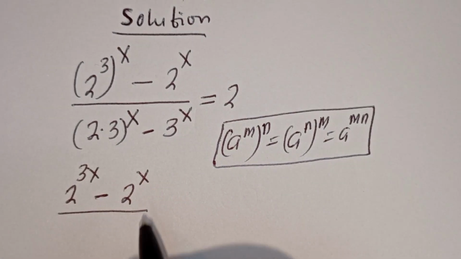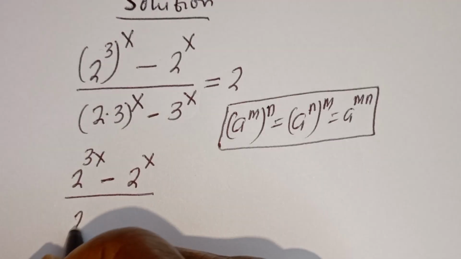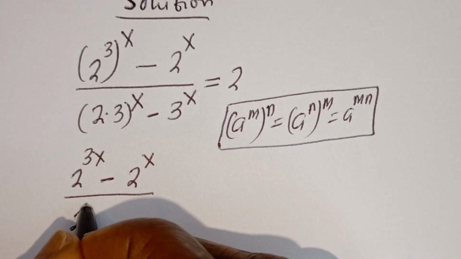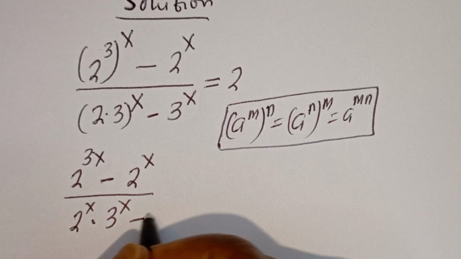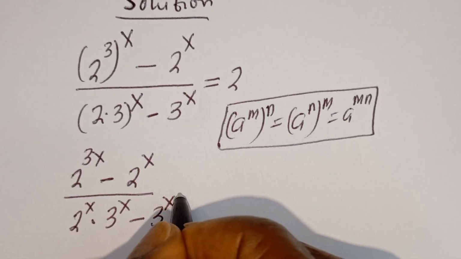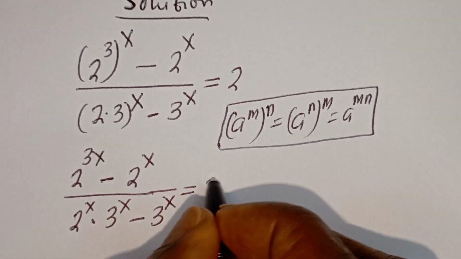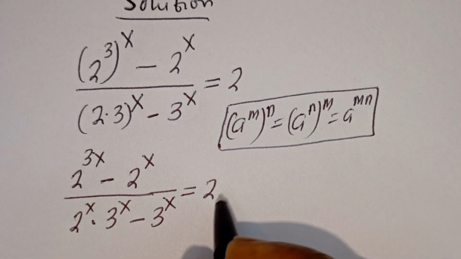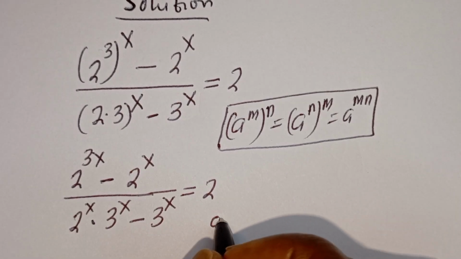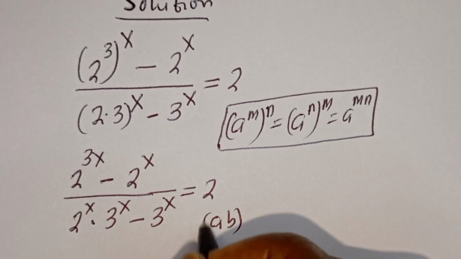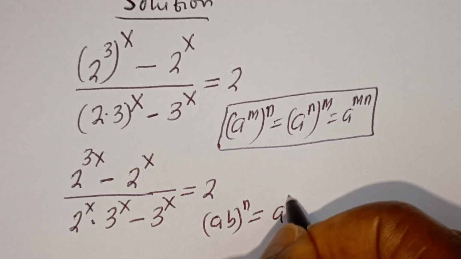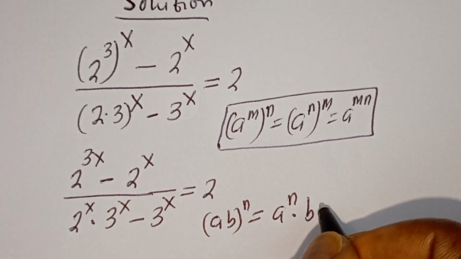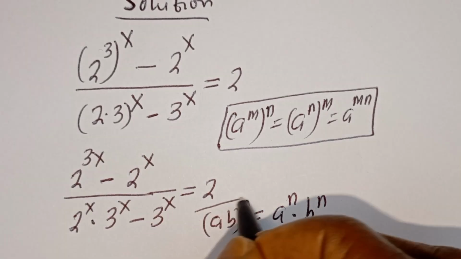divided by 2^x multiplied by 3^x minus 3^x is equal to 2. That is, here, if you have (ab)^n, this is equal to a^n multiplied by b^n.